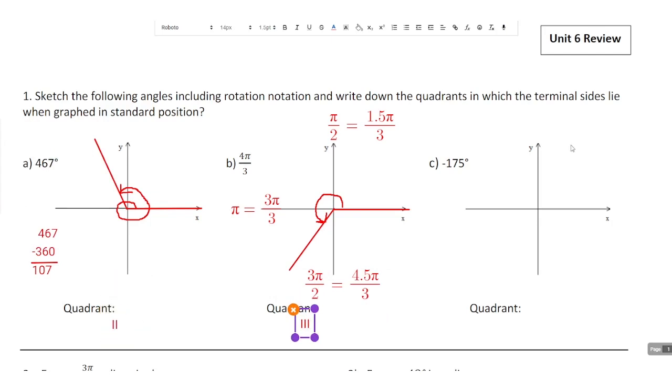Okay, part C, we've got negative 175 degrees. So if we're doing negative angle measures, all that means is that our rotation is going to be clockwise rather than counterclockwise. We're still going to start at our initial side, 0 degrees here, but we're going to go this way. And so if I go all the way to here, this is going to be negative 90 degrees.